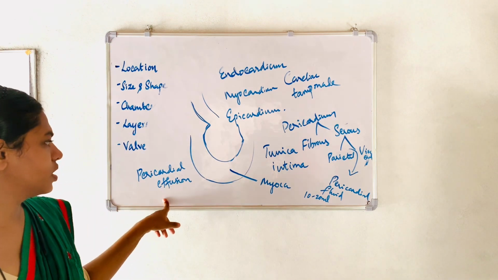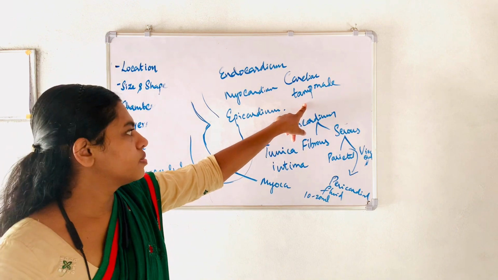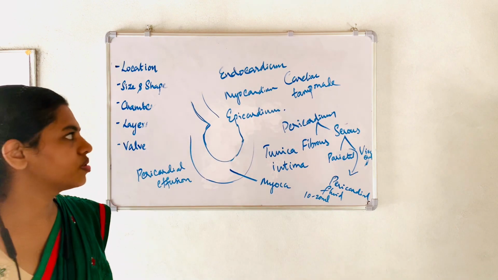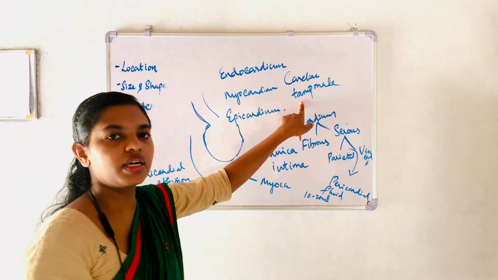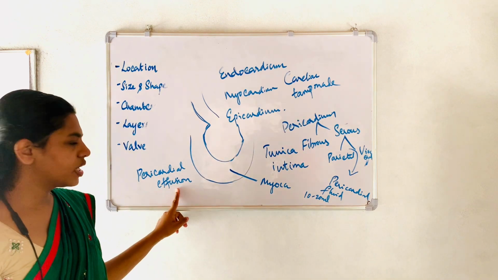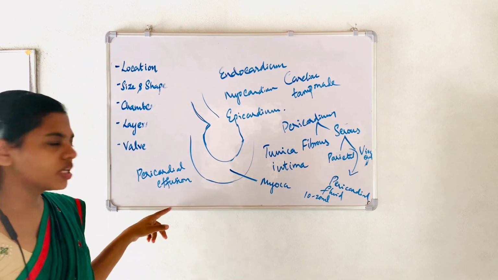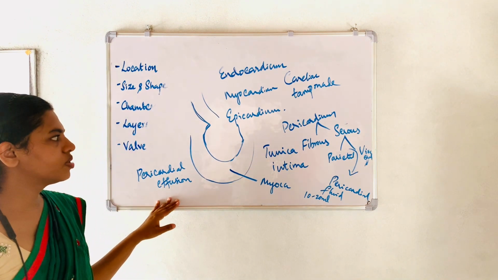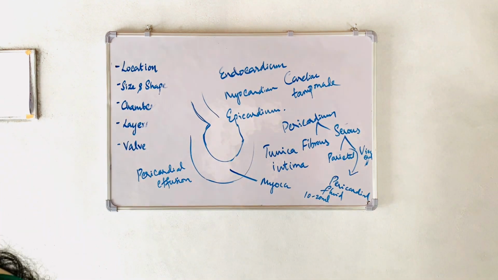Cardiac tamponade is an emergency condition, and it has to be drained very fast. Pericardiocentesis will be done in that case. Pericardial effusion can be a chronic condition also. In that condition also, pericardial drainage is done or medications are given to reduce the amount of fluid. So this is about the layers of the heart.